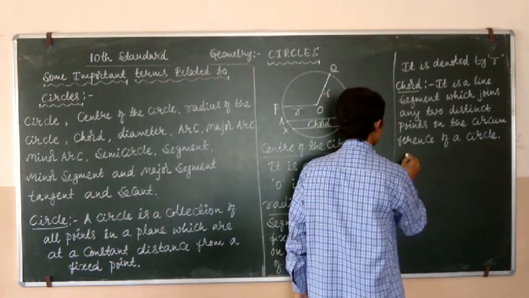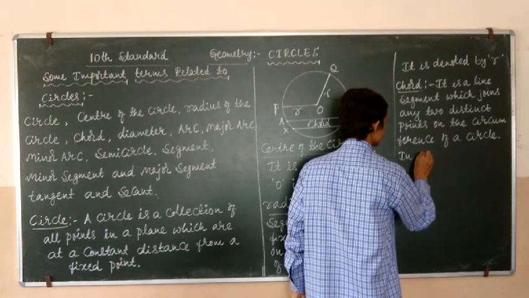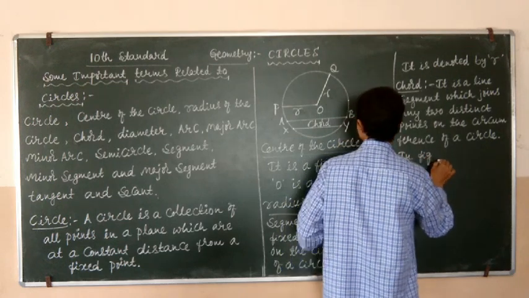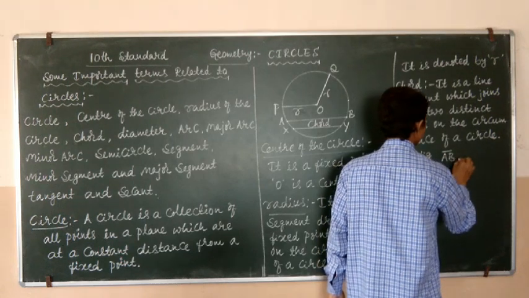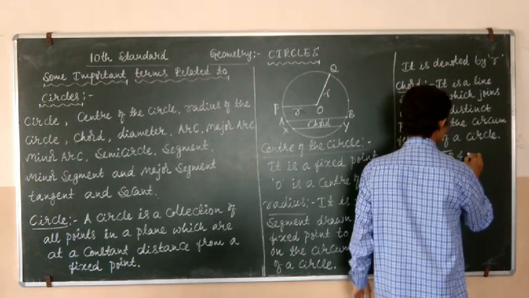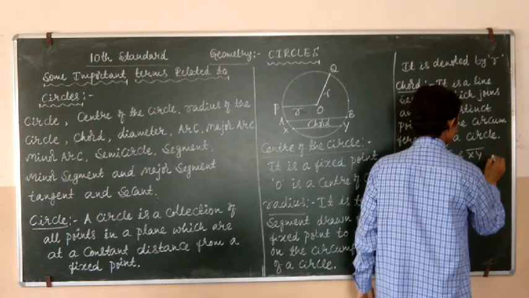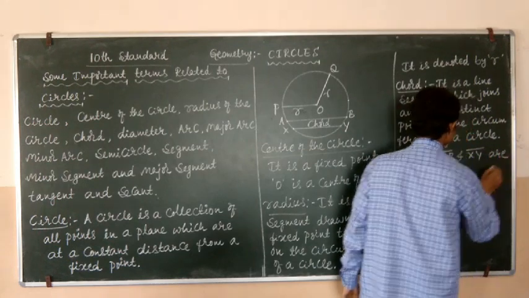So here in the figure, AB and XY are called chords.